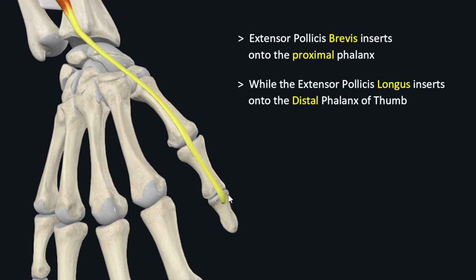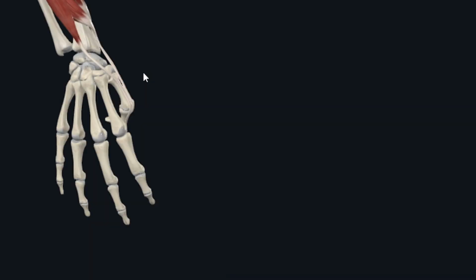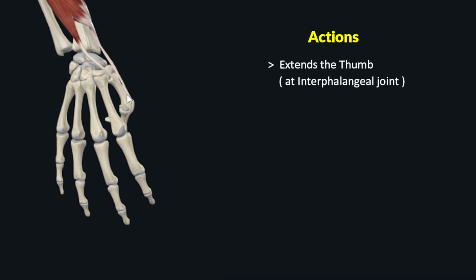So the extensor pollicis longus has the word longus, so it gives a hint that it would insert onto the distal phalanx of the thumb. Now, if we talk about the actions of this muscle, the extensor pollicis longus has got the same action as that of the extensor pollicis brevis, which is the thumb extension. But the difference between the action of these two muscles is that the extensor pollicis longus acts on the interphalangeal joint of the thumb, while the extensor pollicis brevis acts on the metacarpophalangeal joint of the thumb. So the extensor pollicis longus acts on the interphalangeal joint of the thumb to extend the thumb.